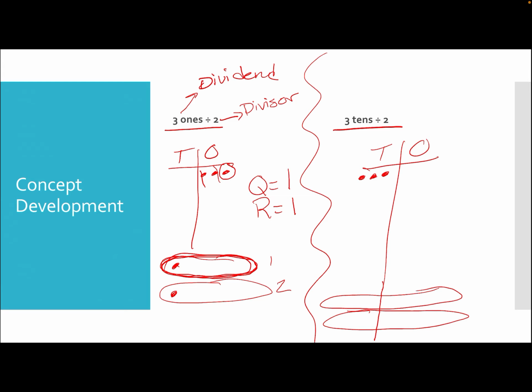So I'm going to take this first 10 here, and I'm going to give it to my first friend. And I'm going to take my second 10 and give it to my second friend. Now I still have 1 10 left over. Your remainder is not going to be 10 because 10 is divisible by 2. You can take 10, divide it by 2, and get an equal number. So we're going to take this 10 and we're going to decompose it into 10 ones.